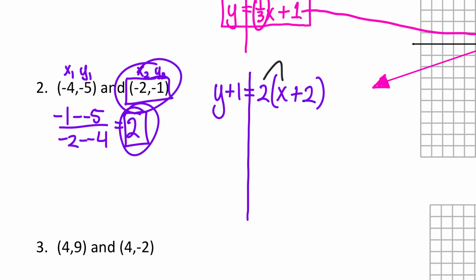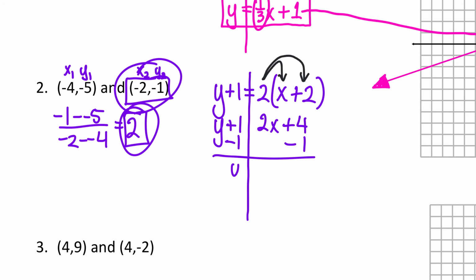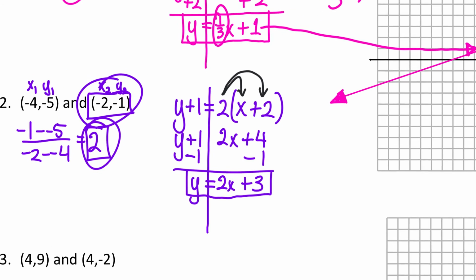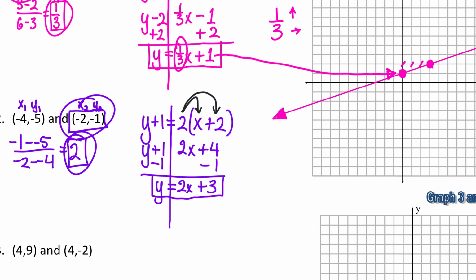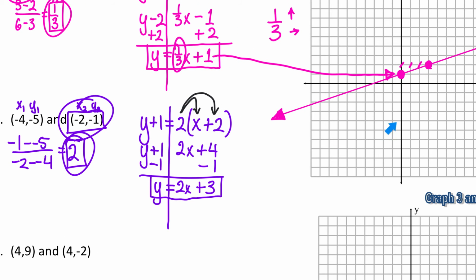All right, so we're going to distribute the 2. It's going to give us 2x and 4. So what do we need to do now? Subtract 1. So y equals 2x plus 3. Now I want to graph that same equation, or this equation on the same graph right here. So where does this one cross the y-axis? At 3. So it's going to cross right here at 3.